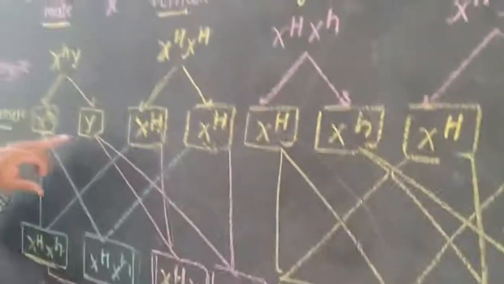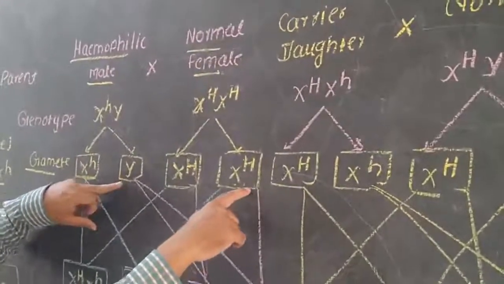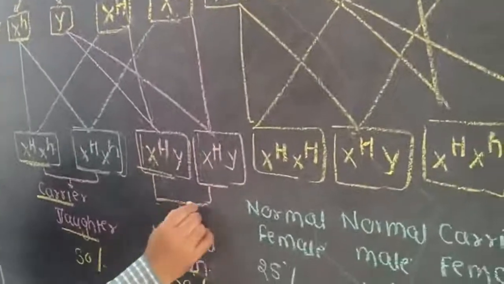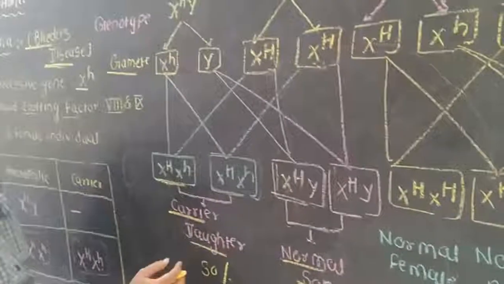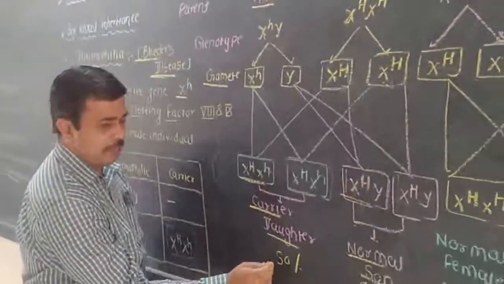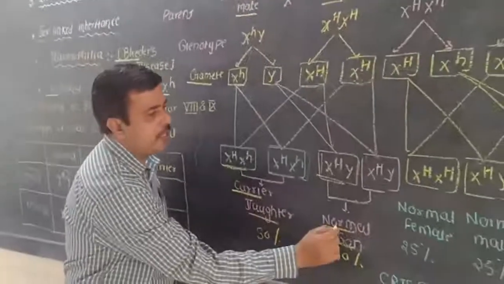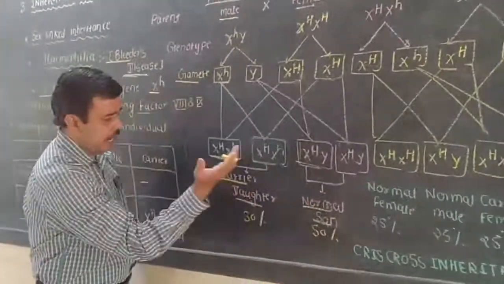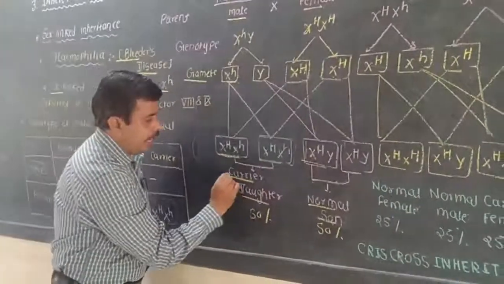Then again the same Y chromosome fuses with an egg, producing the same condition, and here a normal son is produced. So there are two possibilities: 50% carrier daughters and 50% normal sons. This means all the sons will be normal and all the daughters will be carriers.